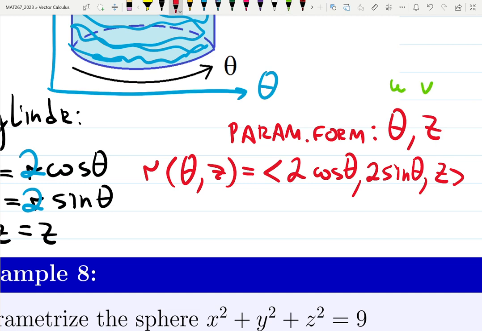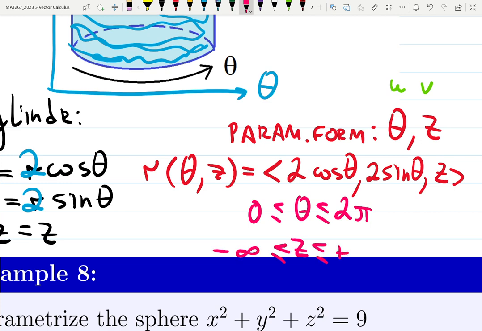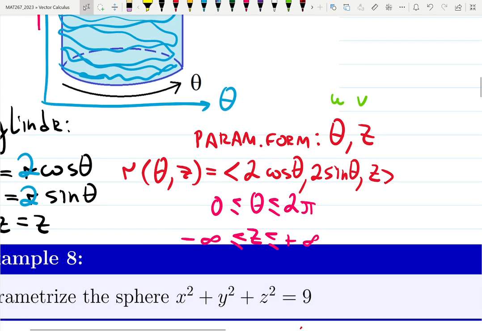Now I just need to define theta and z. Theta is spinning round and round and round. So what are the limits for theta? 0 to 2 pi, exactly. Don't overthink that. z is going up and down forever. So what is your z? Minus infinity to plus infinity, exactly. Good job. Put this in the box, that's the answer.